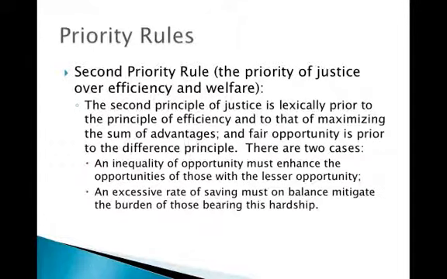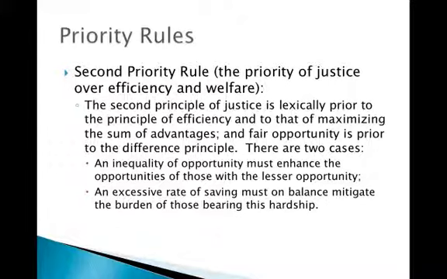Okay. Second priority rule. This is the priority of justice over efficiency and welfare. The second principle of justice is lexically prior to the principle of efficiency and to that of maximizing the sum of advantages, and fair opportunity is prior to the difference principle. There are two cases. What does this mean? It means an inequality of opportunity must enhance the opportunities of those of lesser opportunity. So, again, the CEO of Ben & Jerry's gets a raise. It enhances the ice cream scoopers as well.